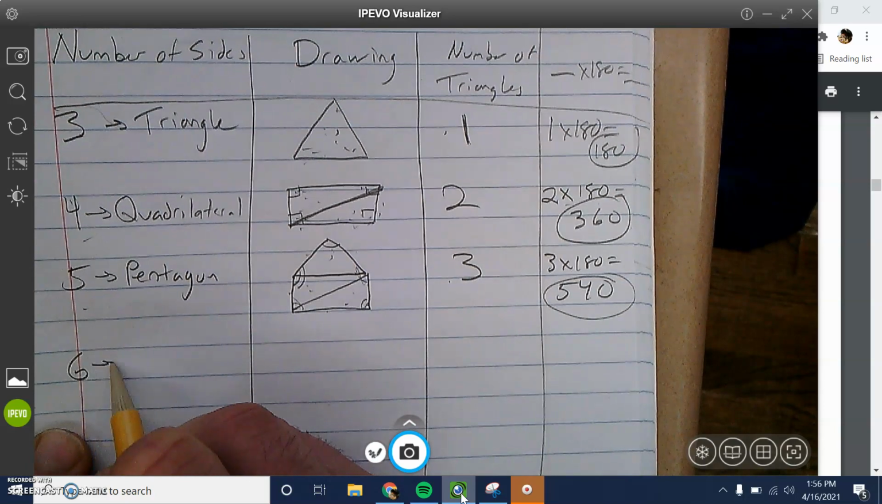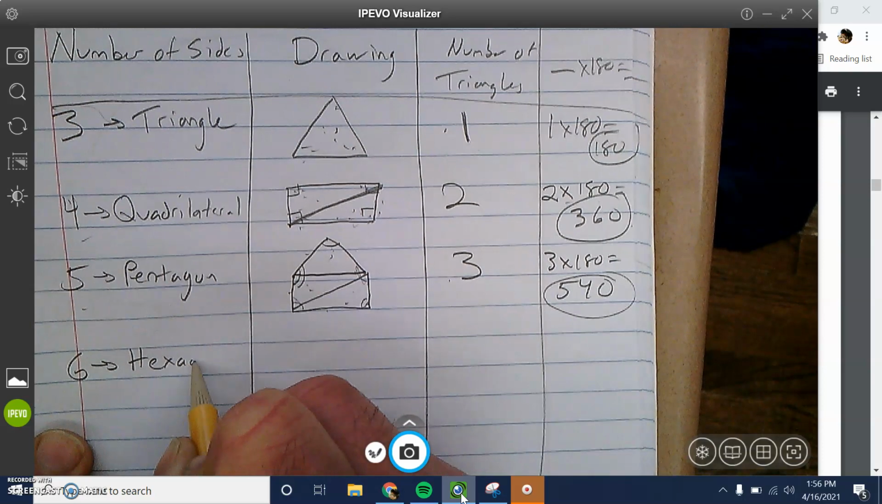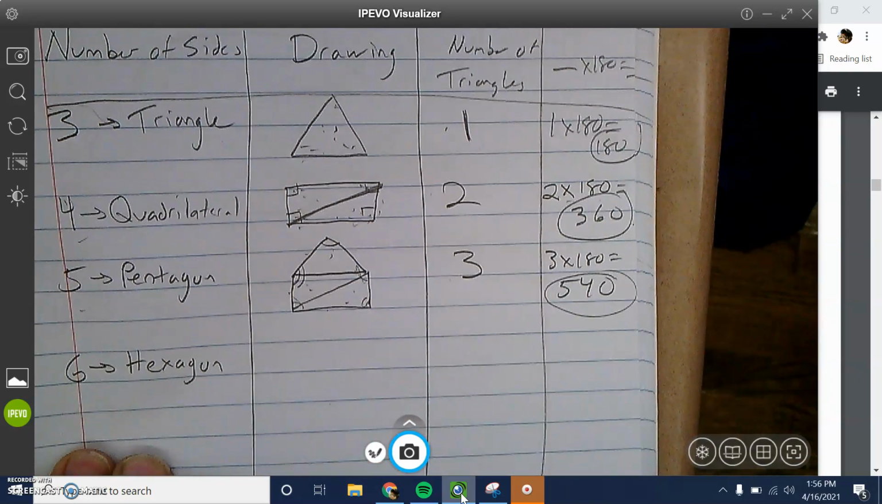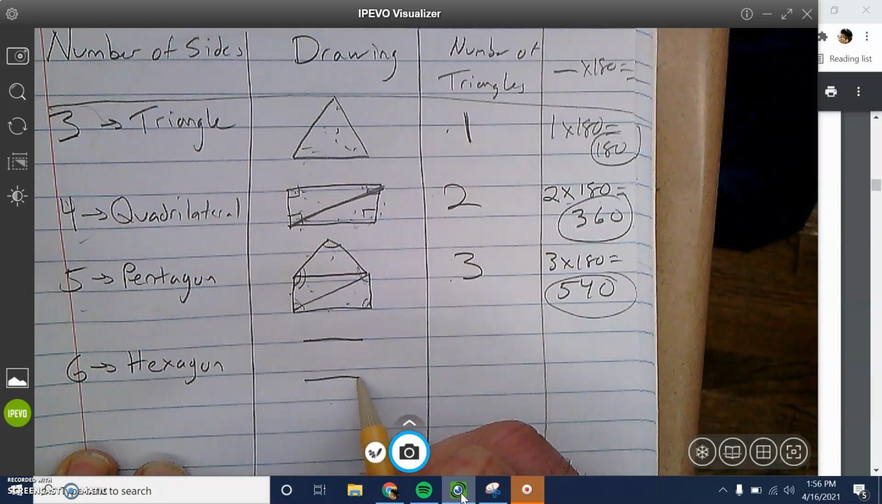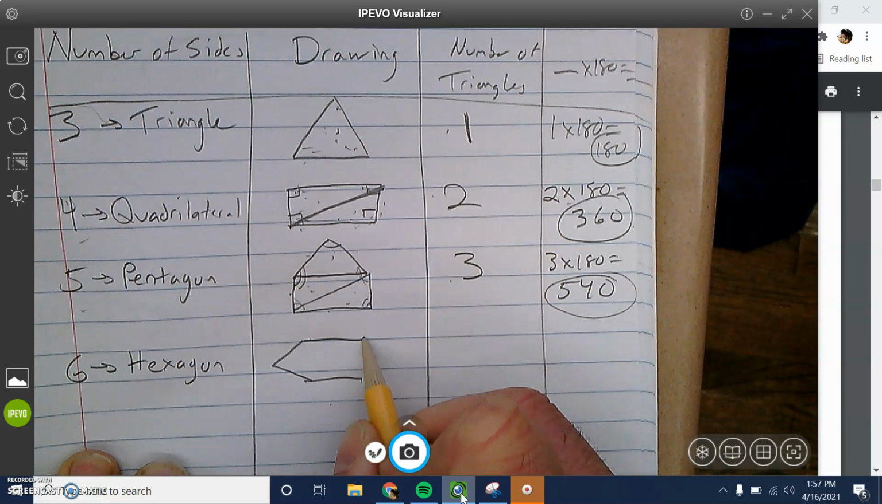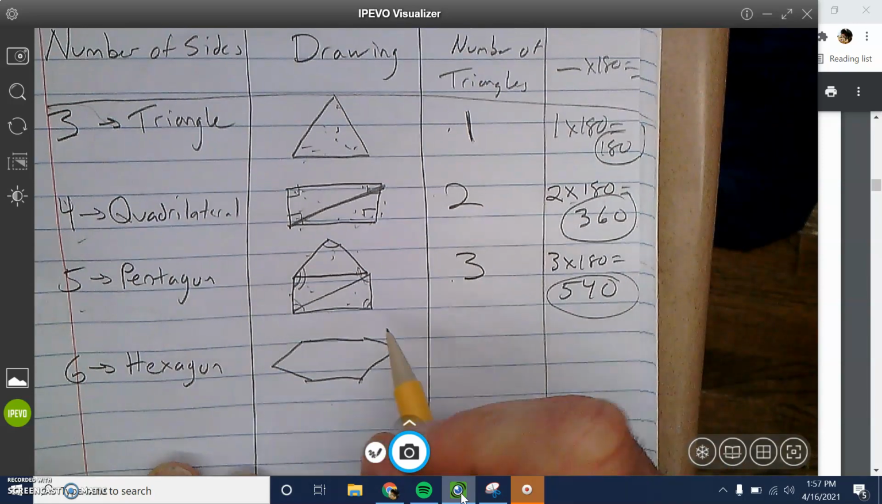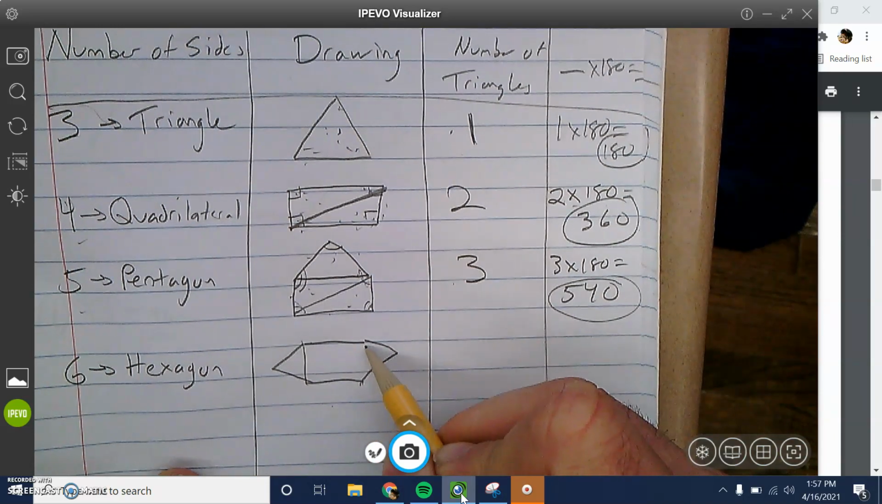Okay, let's keep it going. A six-sided shape. What do you call that? Hexagon. There we go. I like to draw it like this. You have a less than sign, and then a greater than sign like that. So it's kind of like a diamond. Okay, how many triangles? Let's see.